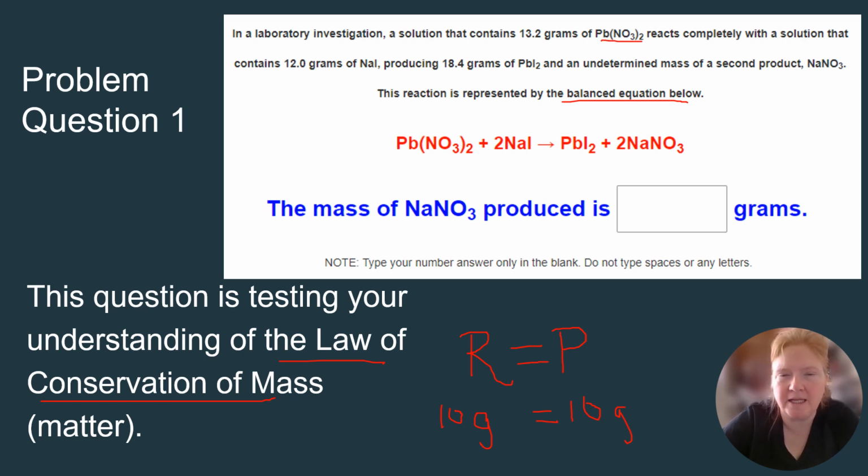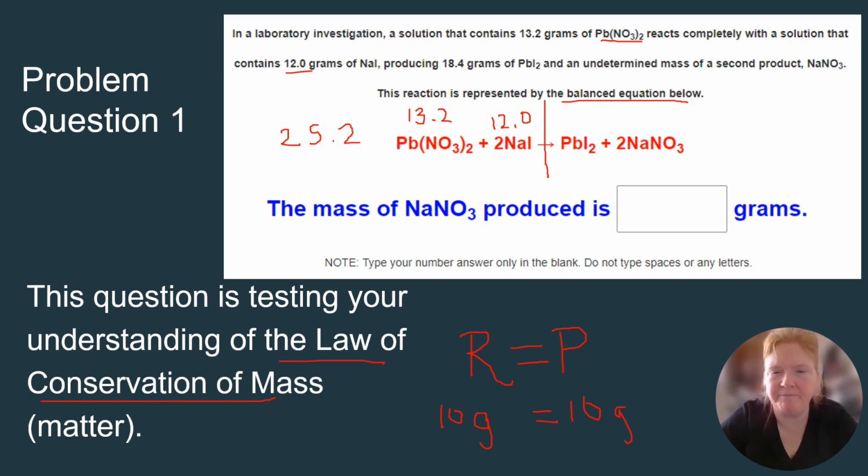For lead nitrate, we have 13.2 grams, right? For sodium iodide, we have 12.0 grams. Right, so if we add those together, that's how much we have on the reactant side. So that is 25.2, correct? Okay. On this side, we have 18.4 grams of PbI2, that's lead iodide, and an undetermined amount of this.